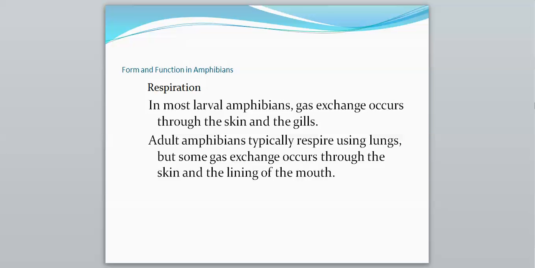And so for breathing and respiration, in most larval amphibians, gas exchange occurs through the skin and the gills. We've said that before. Adult amphibians, however, typically respire using their lungs, but some gas exchange occurs through the skin and the lining of the mouth. And since they do breathe through the skin, frogs are actually a good environmental indicator. If a stream or something like that is polluted, one of the first animals to go is the frogs, because they take in so much through their skin.